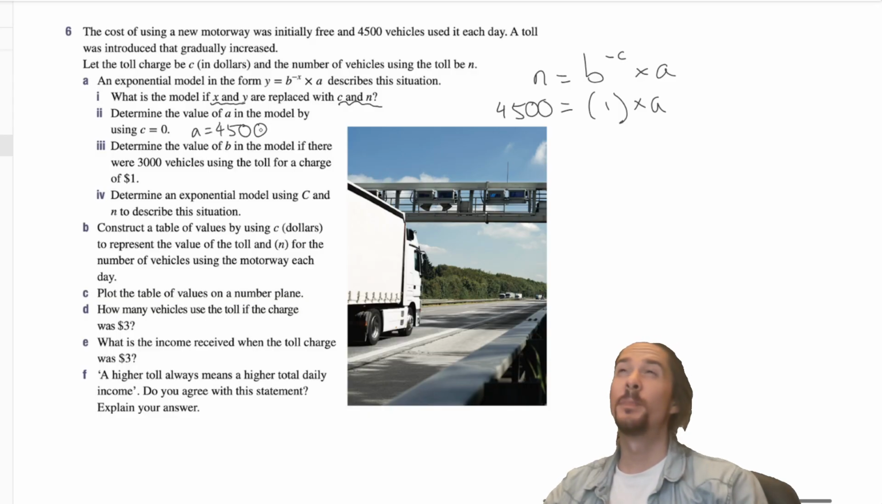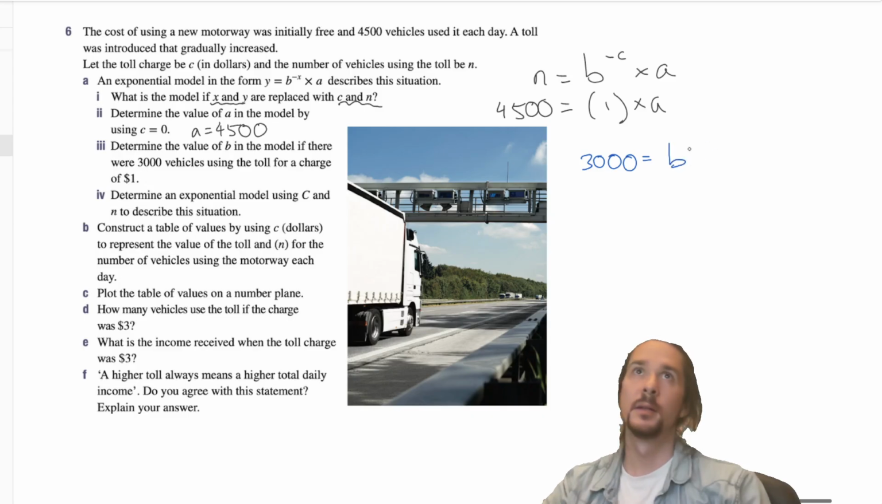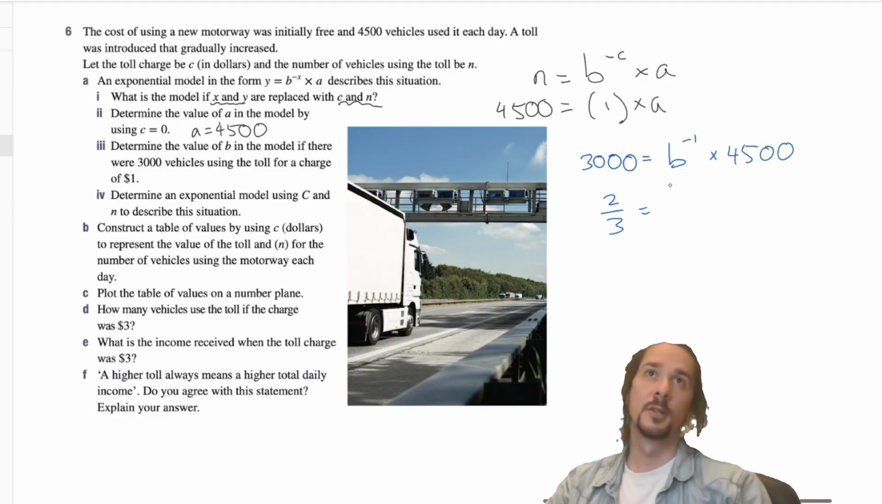Determine the value of B if there were 3,000 vehicles using the toll for a charge of $1. Okay, let me change up the color here. So we have 3,000 is equal to b to the negative 1 times 4,500. If we divide both sides by 4,500, this becomes 2/3. So 1 over b is equal to 2/3. In other words, b is 1.5, or 3 over 2.